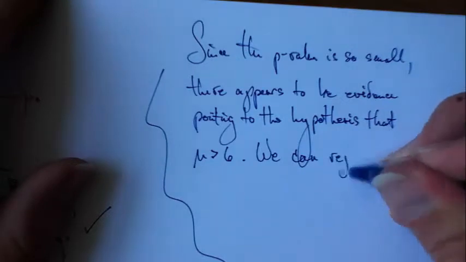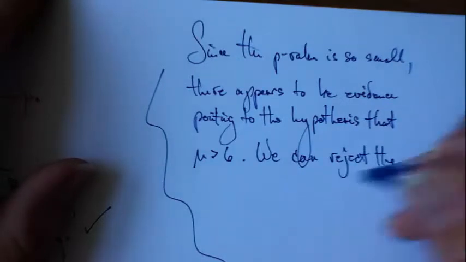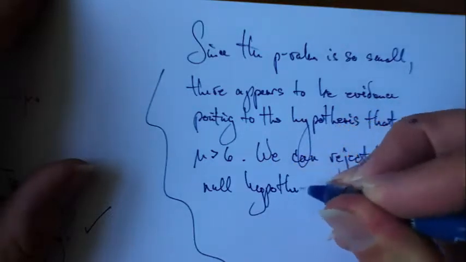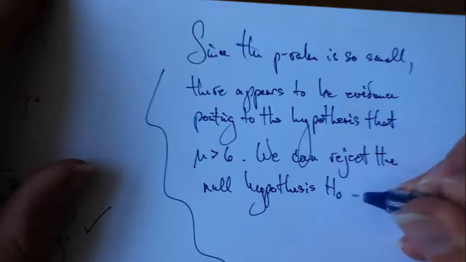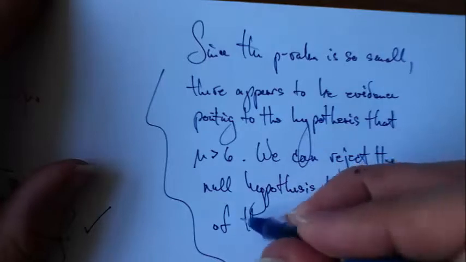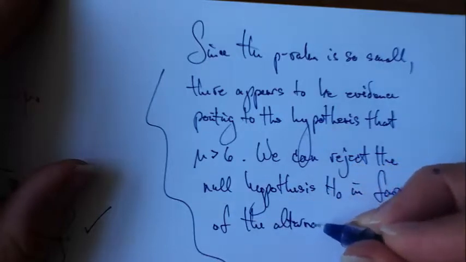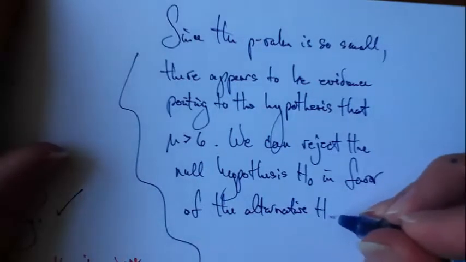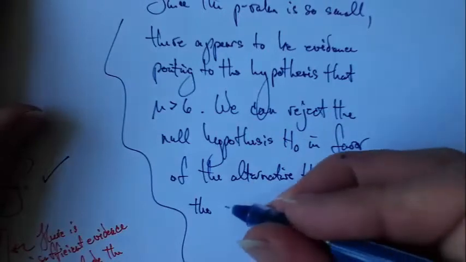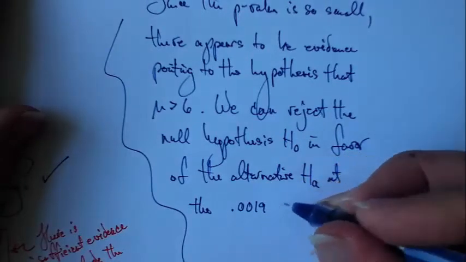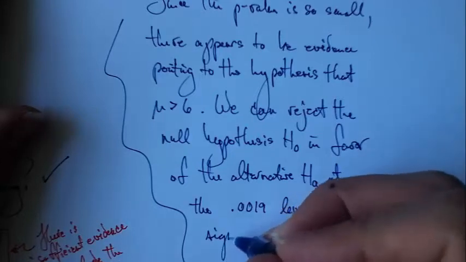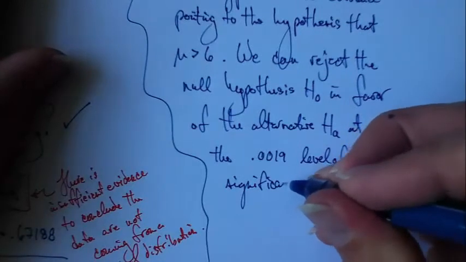In fact, we can say we can reject the null hypothesis H naught in favor of the alternative H sub A at the 0.0019 level of significance. Okay.